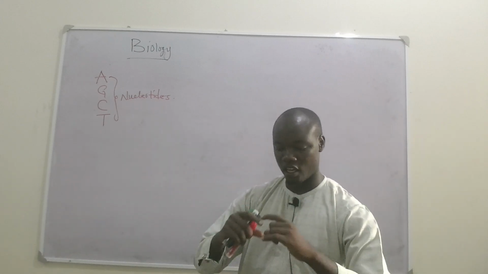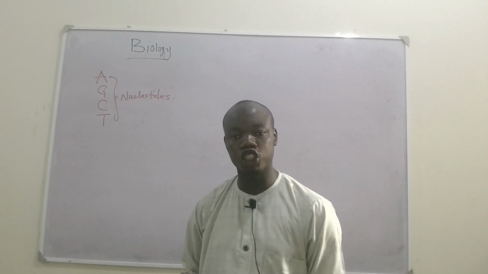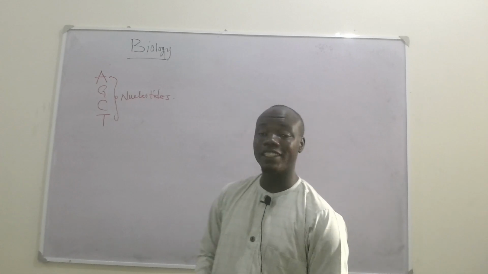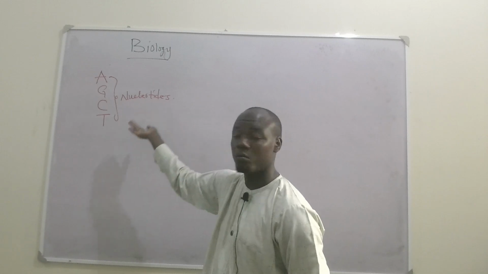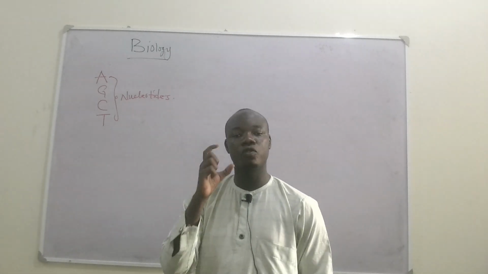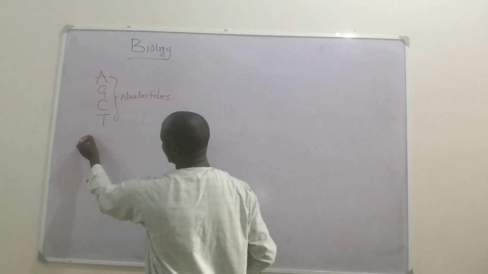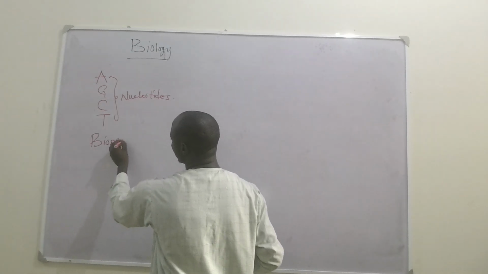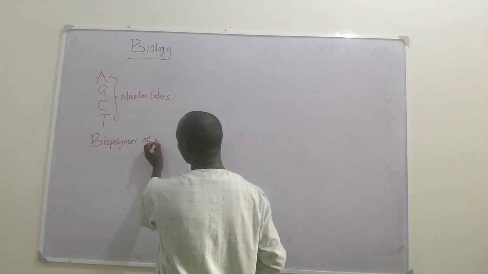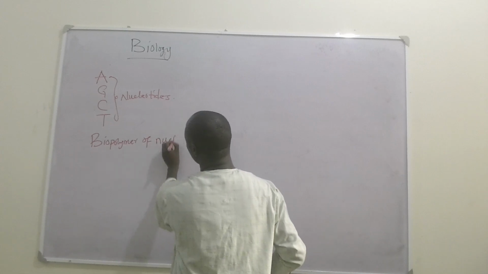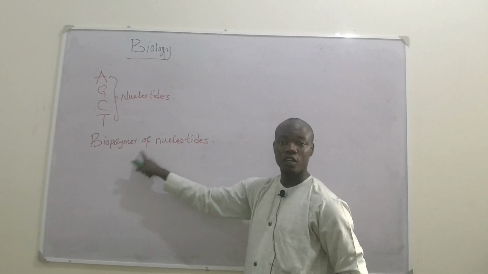So DNA is like a book that is written with 4 letters in different permutations and combinations. These letters are A, G, C, T, and we call them nucleotides. DNA is a polymeric molecule, so you can say it's a biopolymer. It's a biopolymer of nucleotides.